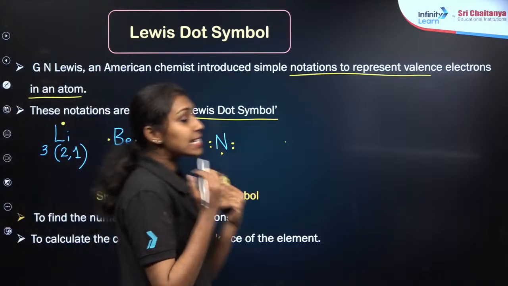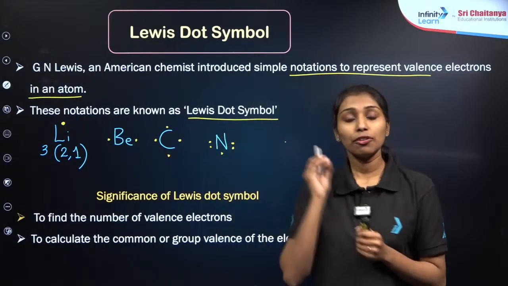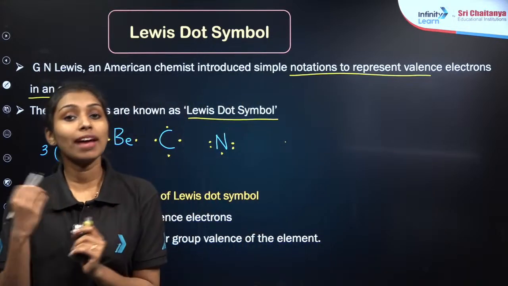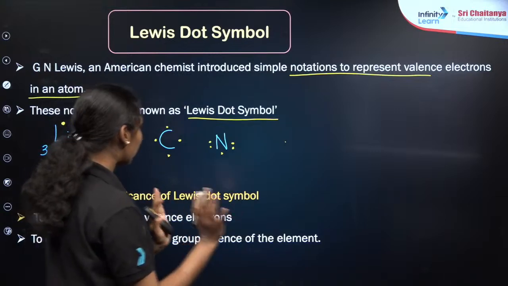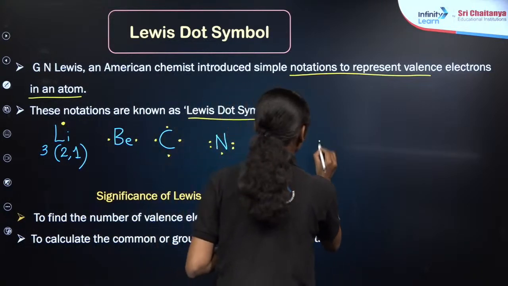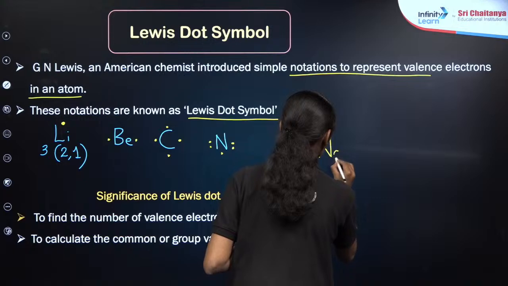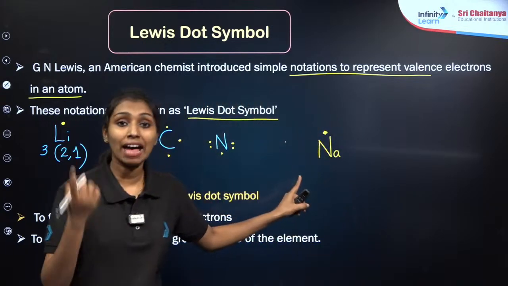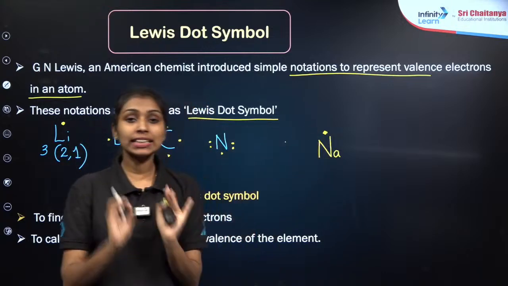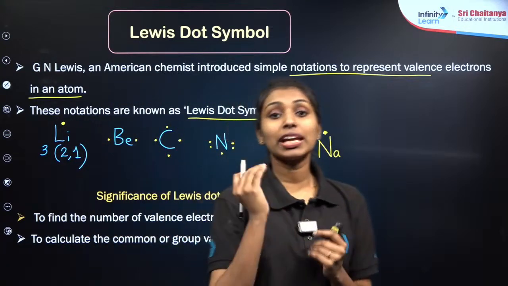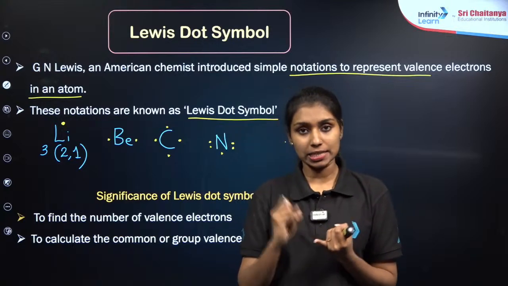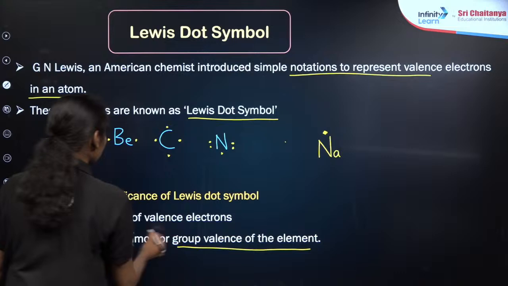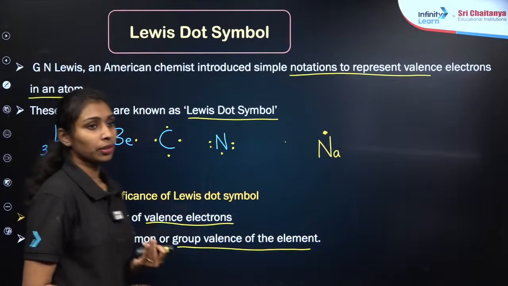Okay. Now, what is the significance of a Lewis dot symbol? If we are given the Lewis dot symbol of any atom, we can find out how many valence electrons are present. For example, sodium with 1 dot over it represents that sodium has 1 valence electron. So, from the Lewis dot symbol of an atom, we can find out the valence of the particular atom and also the group valence of the element. These are the significance of the Lewis dot symbol. Clear?